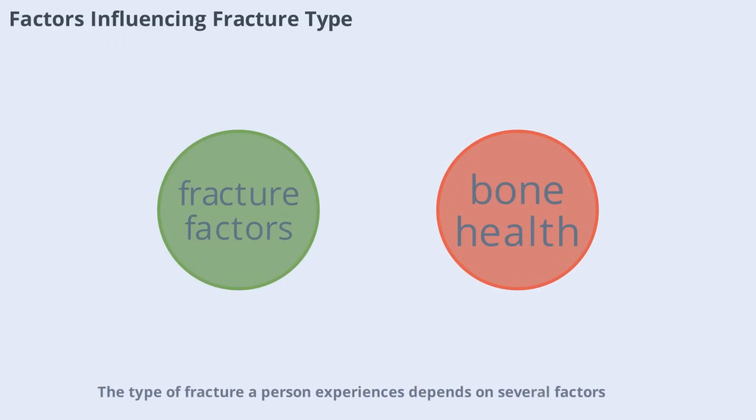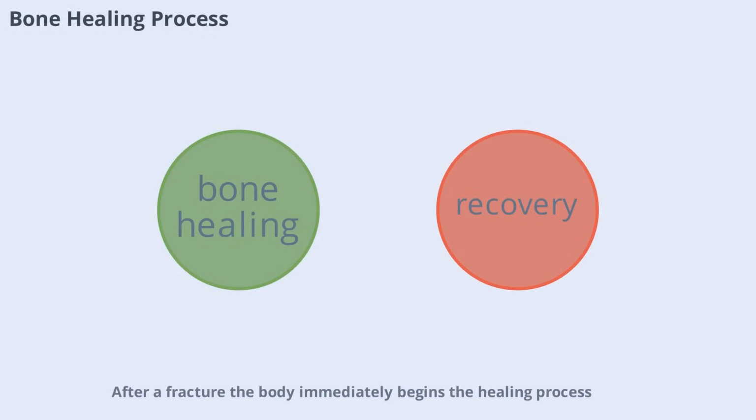The type of fracture a person experiences depends on several factors. These include the direction and magnitude of the force, how quickly it's applied, and the health of the bone. For example, a sudden high-impact force is more likely to cause a comminuted or transverse fracture, while repetitive lower magnitude forces can lead to stress fractures. Age and bone health also play a significant role, with children and older adults being more susceptible to certain types of breaks.